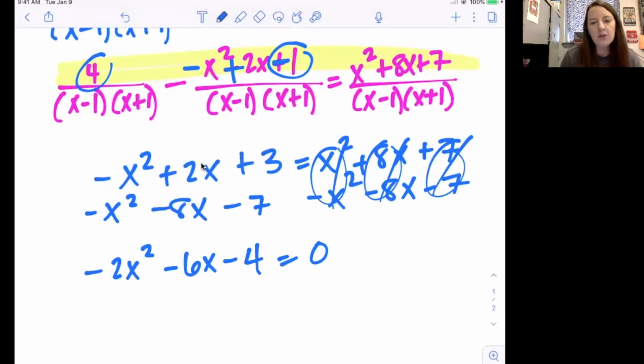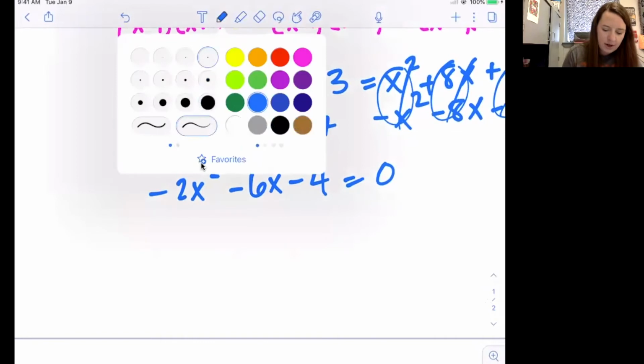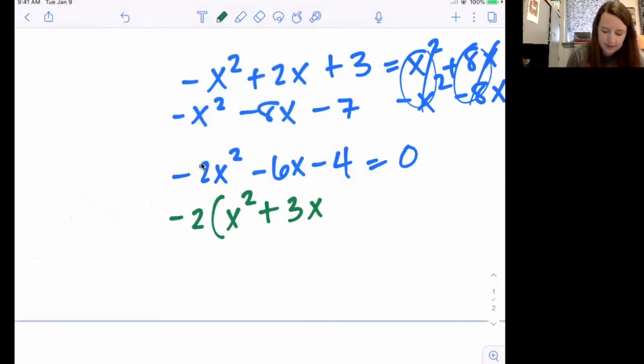So now that I have a quadratic, I've got a couple of options to solve it. I'm going to go ahead and try to factor it. So in solving this, I see that we can factor out a negative 2 as a common factor. So I have x squared plus 3x plus 2 equals 0. And we can technically divide by this negative 2 before we factor.